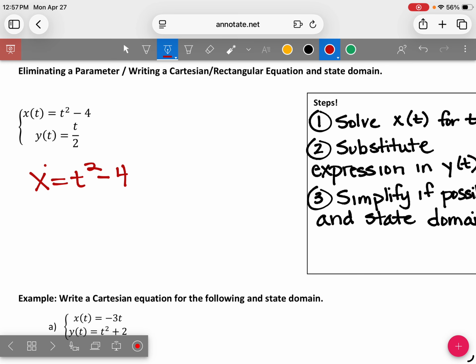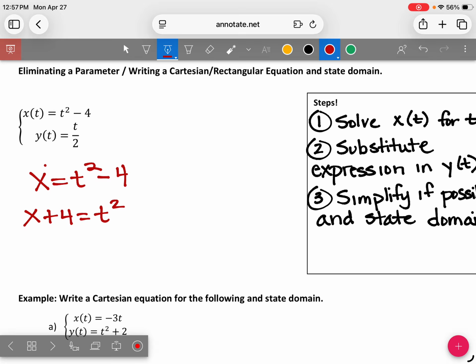Plug it in? Nope, not yet. We have to solve that parameter for t. I need to get this by itself. This is t. So the first thing I need to do is get rid of the minus 4. What's the opposite of subtracting 4? Adding 4. So I'm going to add the 4. So that'll give me x plus 4 equals t squared.